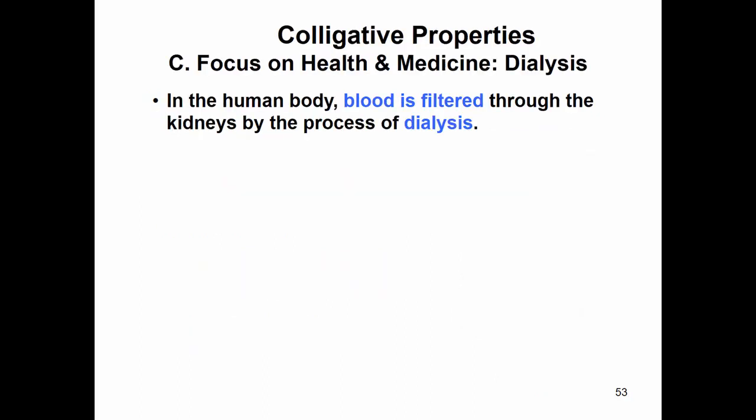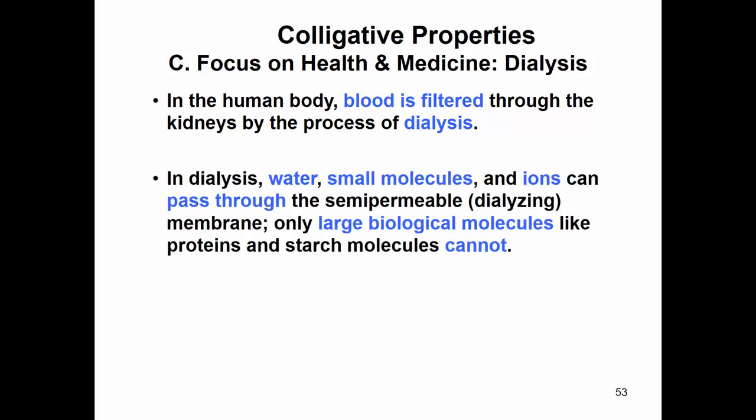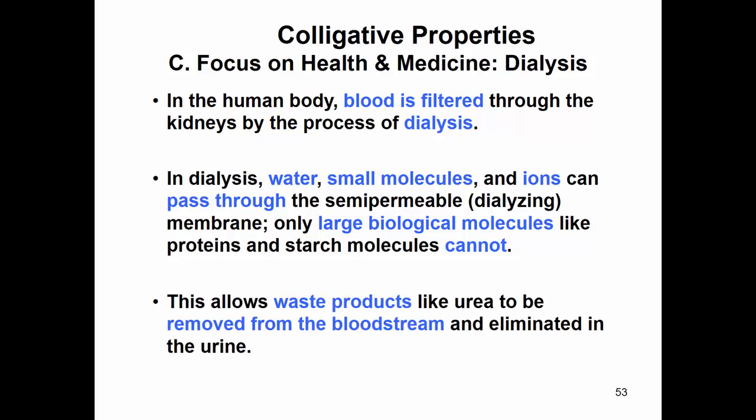Another focus on health and medicine is dialysis. In the human body, the blood is filtered through the kidneys by the process of dialysis. In dialysis, water, small molecules, and ions can pass through the semipermeable membrane, and only large biological molecules cannot. So someone that needs dialysis has kidneys that are not functioning properly, and they are not able to filter out those large molecules, proteins and starches that they should. So their blood is contaminated, and therefore it needs to be filtered. This allows waste products like urea to be removed from the bloodstream and eliminated in the urine.